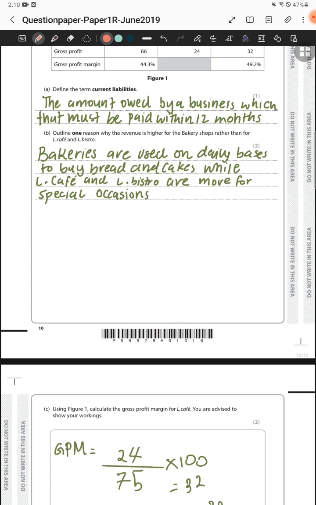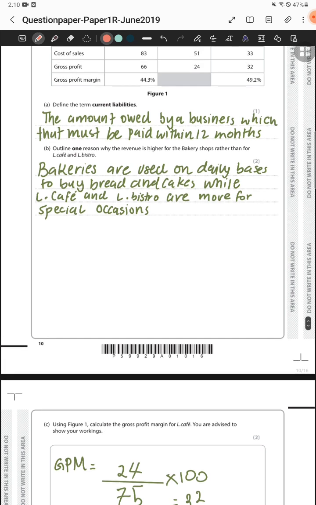Okay, part B, outline one reason why the revenue is higher for the bakery shops rather than the El Cafe and El Bistro. Bakeries are used on a daily basis. Now, for this question, it's literally random. Just write any answer you want. I thought this is a very logical answer, so that is why. Again, bakeries are used on a daily basis to buy bread and cakes, while El Cafe and El Bistro are more for special occasions. That makes sense, honestly.